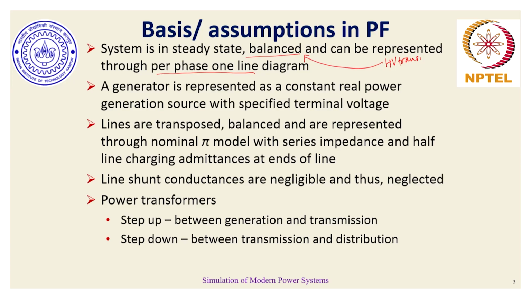And power flow being a steady state analysis, we also assume that there are no disturbances or changes or variations happening in the system at the moment when power flow is being done to find the voltages. Generators or sources would be specified in terms of power, to be precise, real power, and a terminal voltage. Transmission lines are again transposed and balanced and are usually represented in terms of the nominal pi model on a per unit basis with series half-line impedance and the half-line charging admittances.